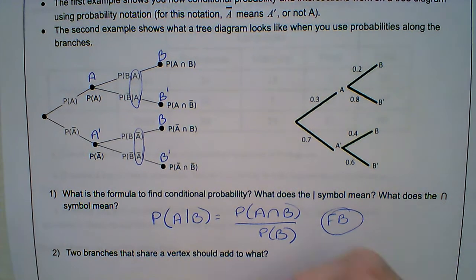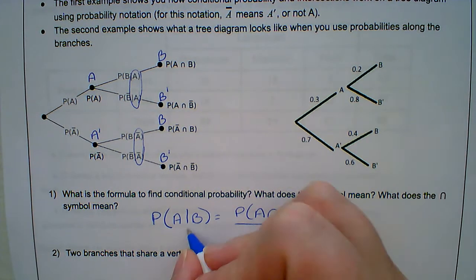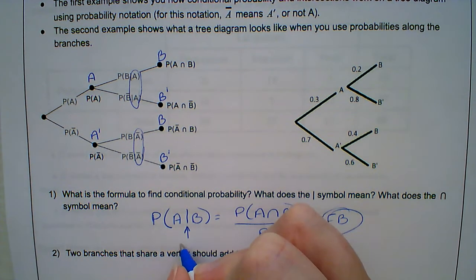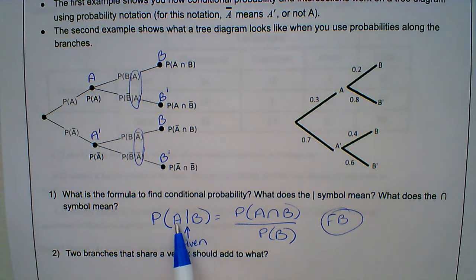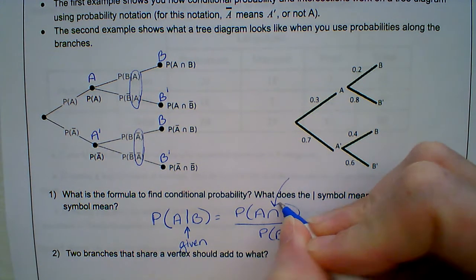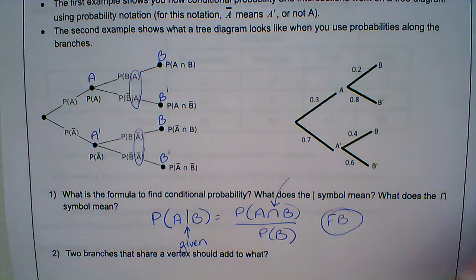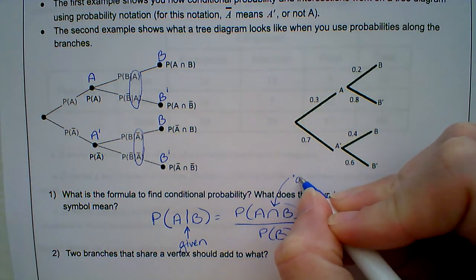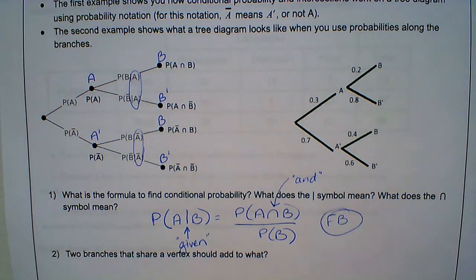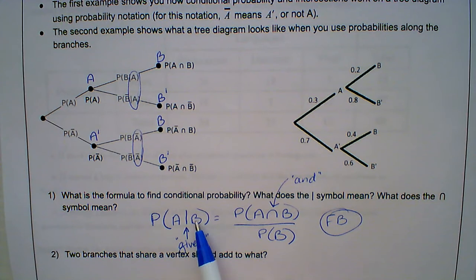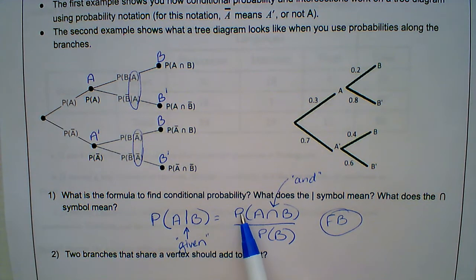So some key points to look at here. This little line means given. This is A given B. And this little upside-down U looking thing, that's the word and. Okay? So the probability of A given B is the probability of A and B divided by the probability of B.